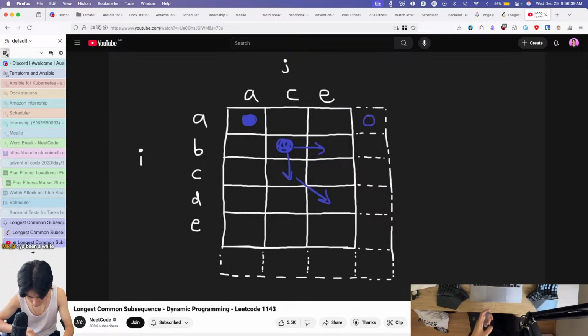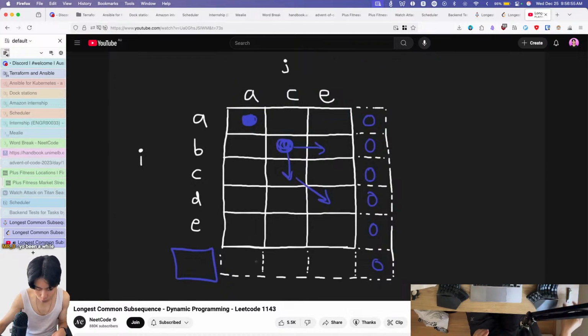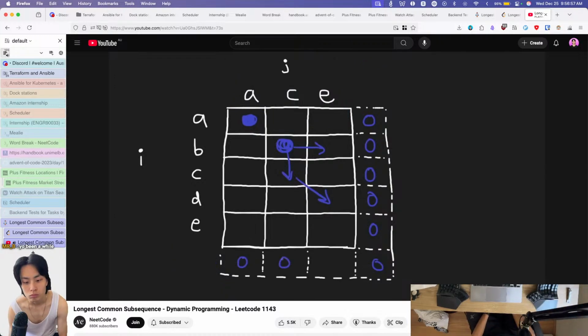So really, what we're going to initialize is we're going to say every value in this column is going to be 0. Similarly, this is an empty substring. If we were trying to find the LCS, the longest common subsequence between this and an empty substring, we would also get 0. So what we're going to do is put a 0 in these positions, right? That's just how we're going to initialize our 2D matrix when we start the problem.